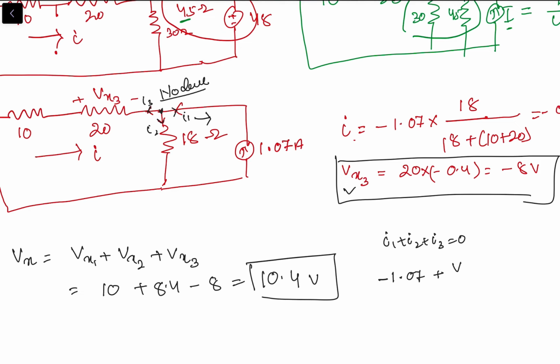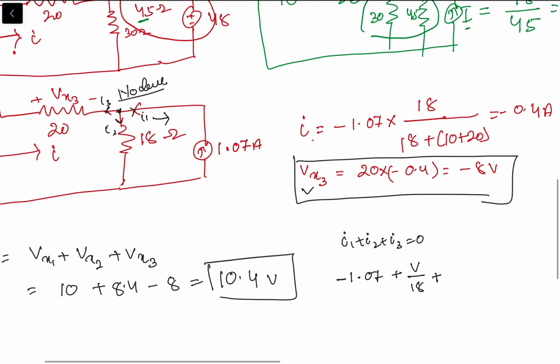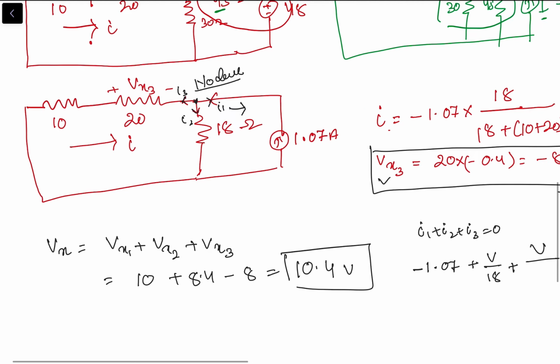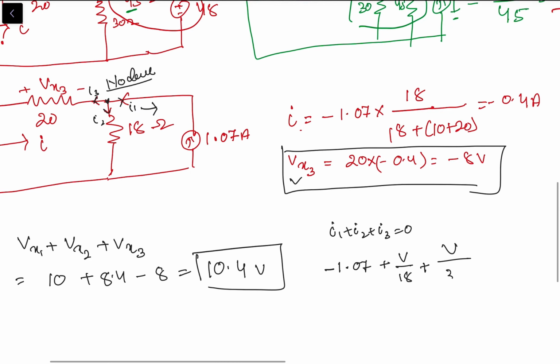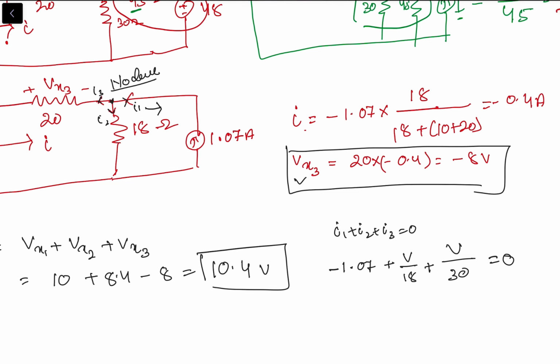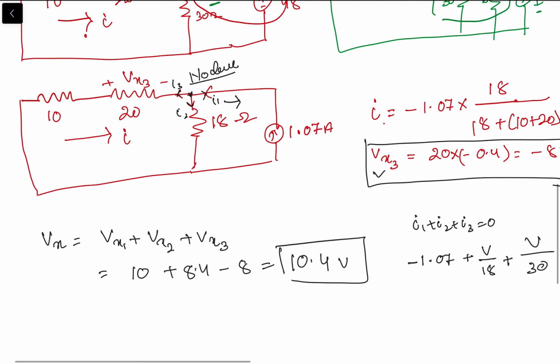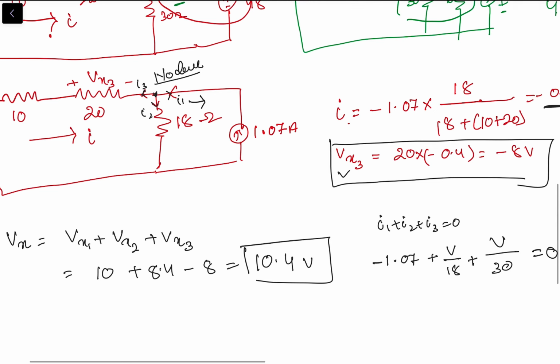Plus I2: I take the nodal voltage as V. So V divided by 18 plus V divided by 10 plus 20, that is 30, is equal to 0. Now if I solve this, I will get the I value as minus 0.4 ampere. But applying current division is a bit easier, so you can go with the current division rule. So this much for this video, and I will solve another problem in the next video.